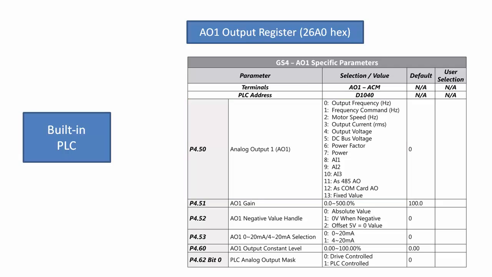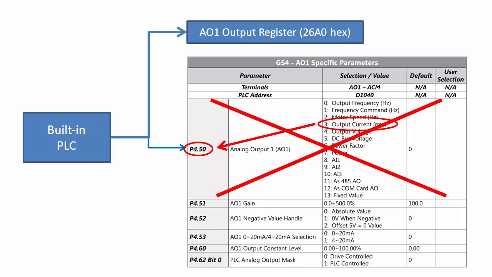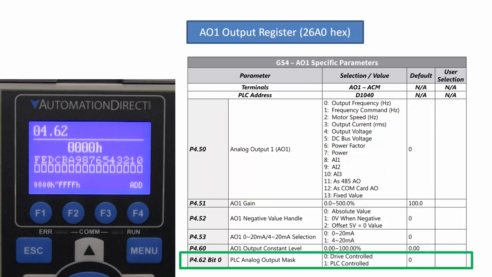Maybe for one operation you need the analog output to represent output frequency, but for another you need it to represent the output current. The PLC can switch between these all day long, but only if the PLC never references its own dedicated analog output register. Once that happens, nothing you or the PLC select here will work. Which is why this parameter is so important.